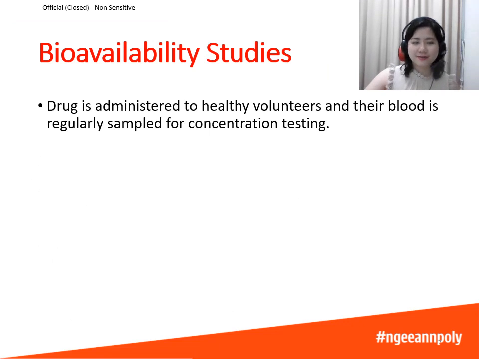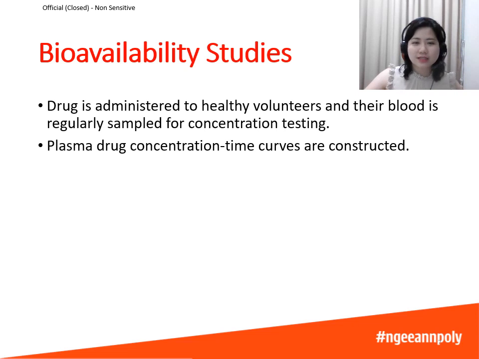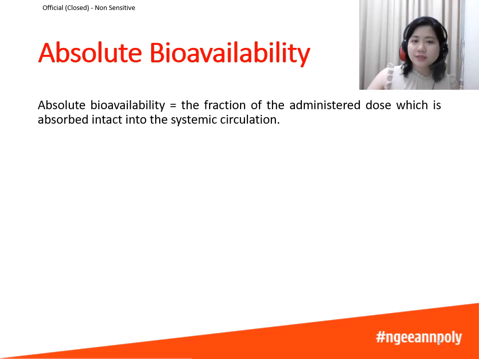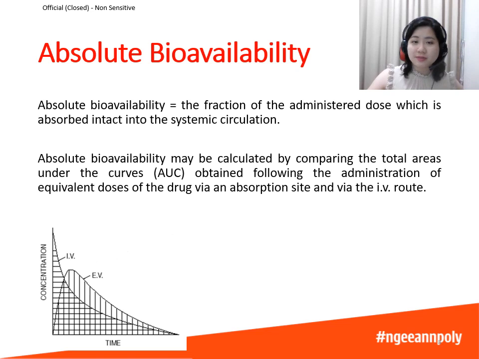To conduct a bioavailability study, the drug is administered to healthy volunteers and their blood is regularly sampled for concentration testing. Plasma drug concentration time curves are constructed using the data. The absolute bioavailability of a drug is the fraction of the administered dose which is absorbed intact into the systemic circulation. The bioavailability of the IV dose of any drug is 100%.